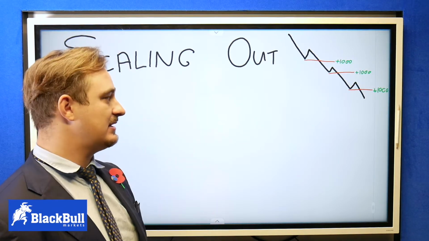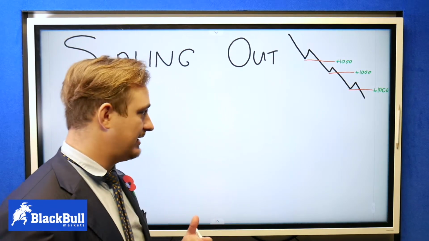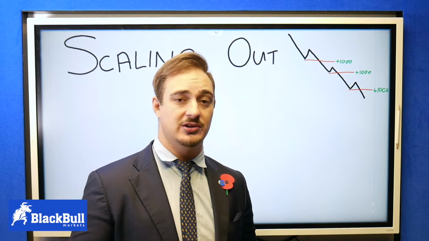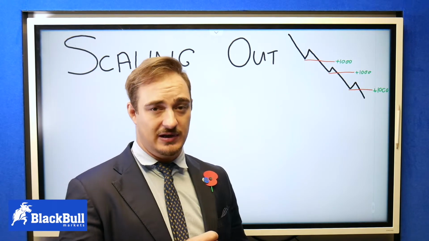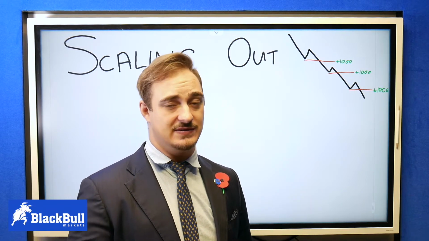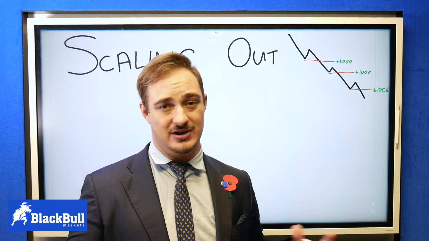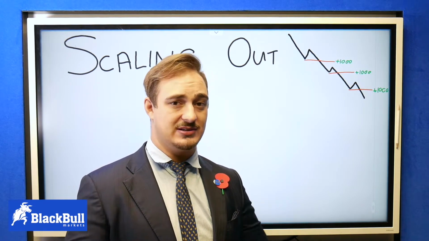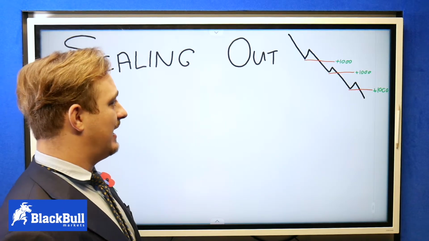But scaling out is a little bit more difficult, because we have to be able to let the market run to a certain target, which could not always be achieved. So scaling out is a little bit more touchy. I prefer to close my entire position when it reaches a certain target. It's very rare that I scale out of a trade. I'll scale into a trade, but it's very rare that I'll scale out, because I like to have that full profit target. But some people do like scaling out of trades to secure some profits.